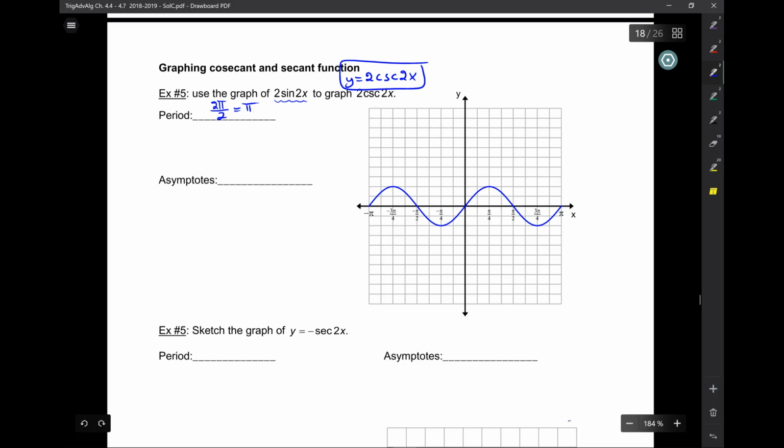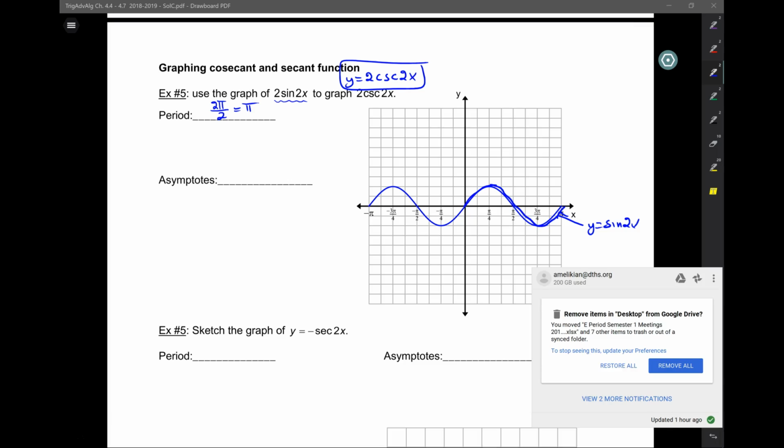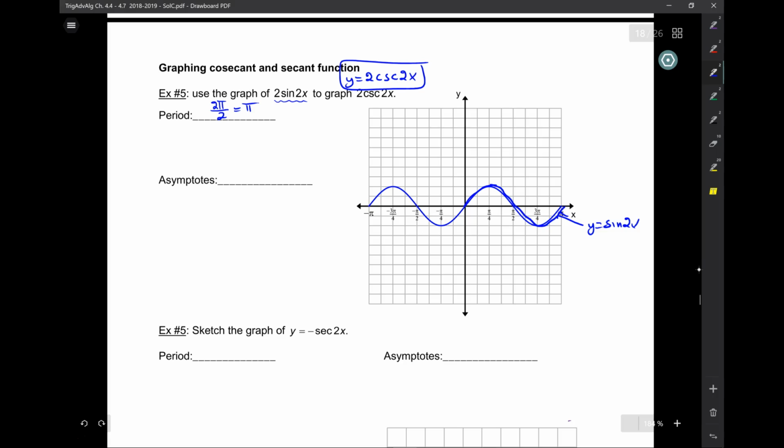So now, the first one, I already did it for you, right? So what we would graph is y equals sine 2x. Do you see how this is sine 2x here? Right? Okay, so if you just start from the 0, sine starts at 0, and then it goes maximum, 0, minimum, 0. Okay? And then what I did is I duplicated it on this side just so we get a little bit more practice with it. Okay?